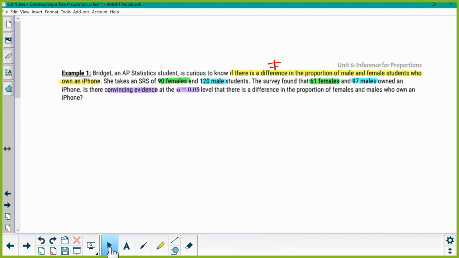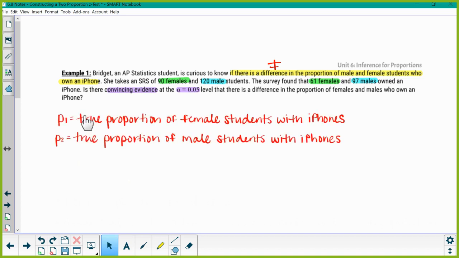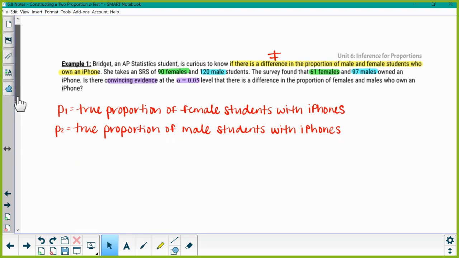So, first thing we're going to do is P, which is define our parameters. I have two groups. I have one group that is male and one group that is female. I said P1 is the true proportion of female students with iPhones, and I said P2 is the true proportion of male students with iPhones. So those are going to be my two groups that I'm trying to compare to each other.